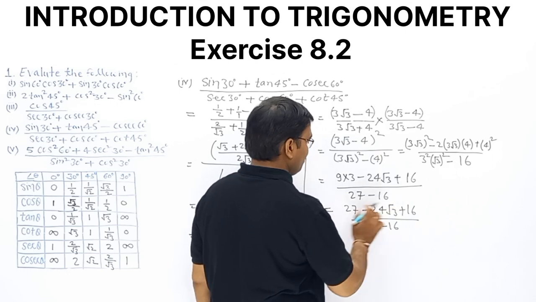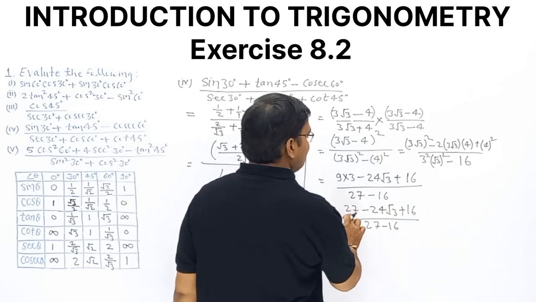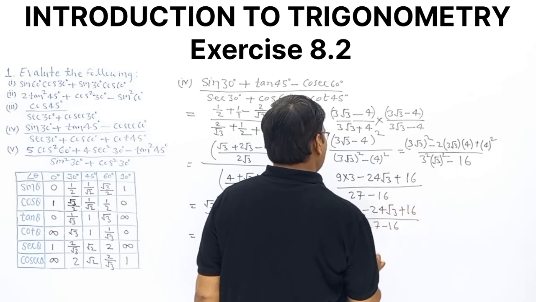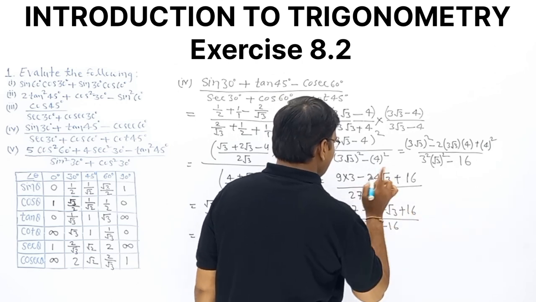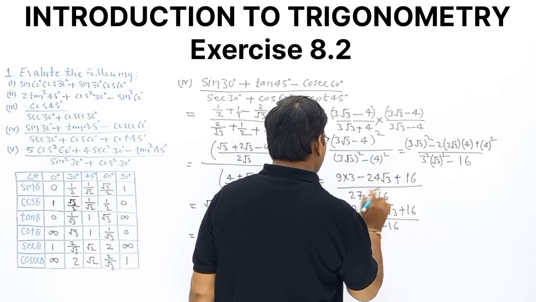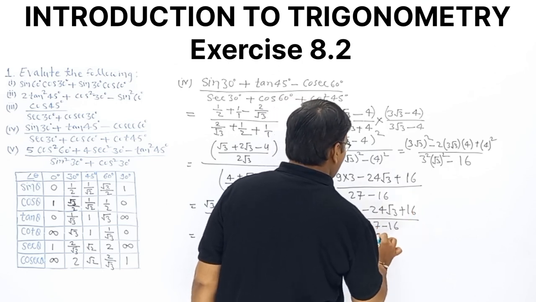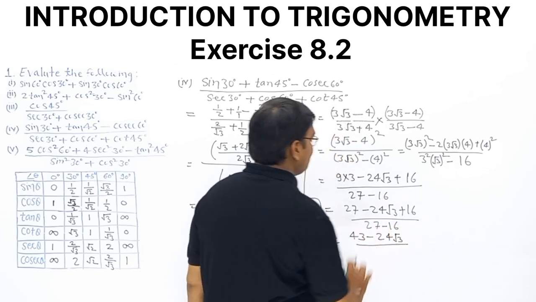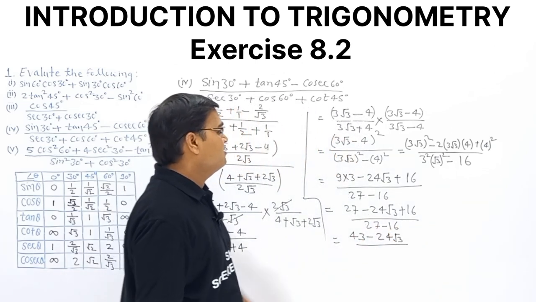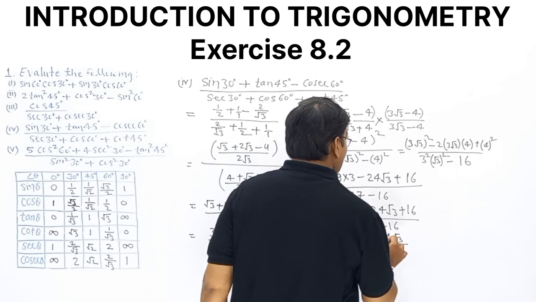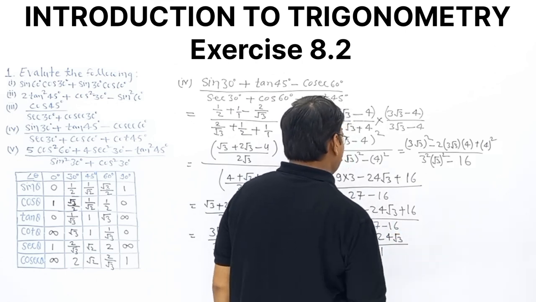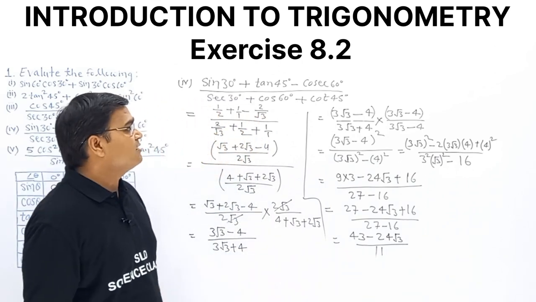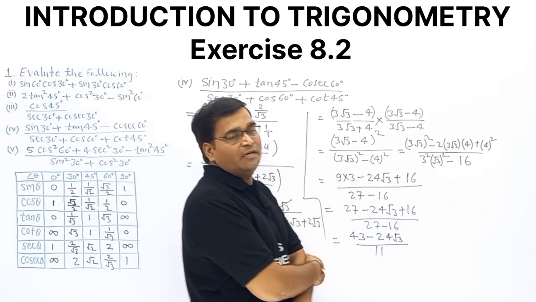Subtract 27, sorry, add both. 27 plus this one, 7 plus 6 is 13, 1 is remaining. 2 plus 1 is 3, 3 plus 1 is 4. 43 minus 24√3, divided by, subtract this one, 27 minus 16, 7 minus 6 is 1, 2 minus 1 is 1. So this is the required answer for this trigonometry function.